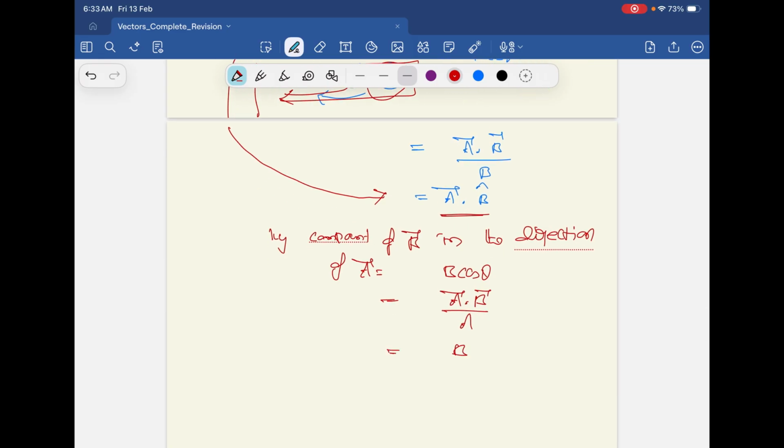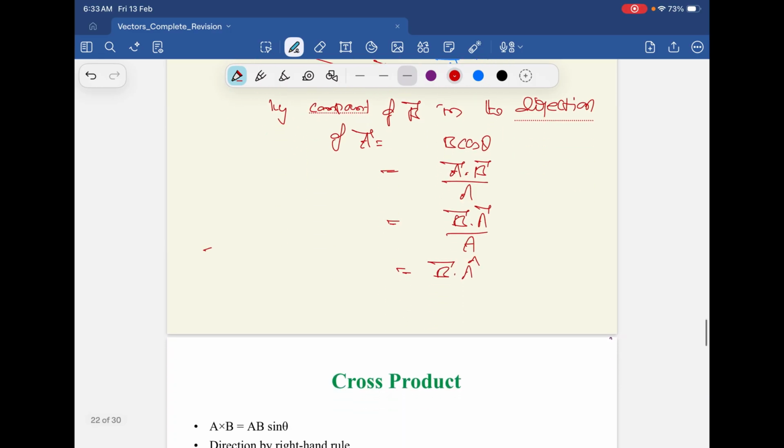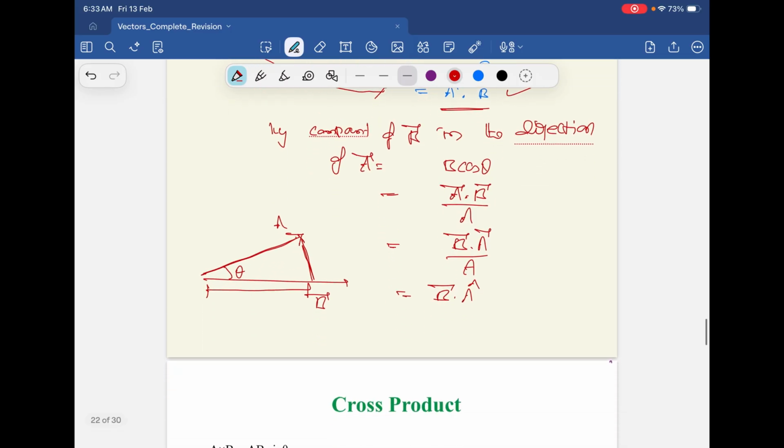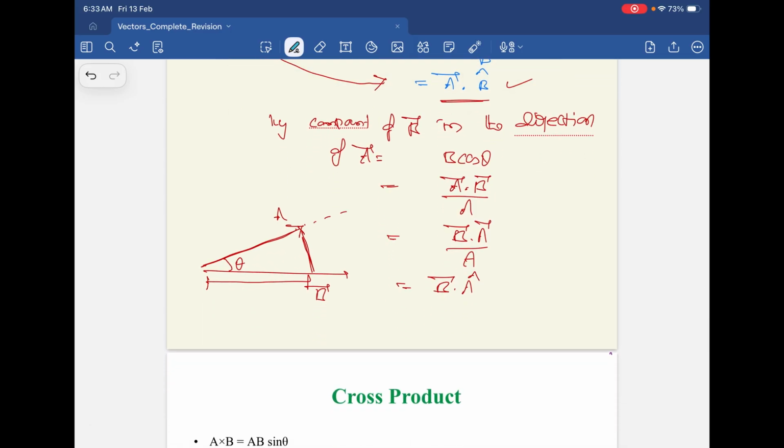So a bar dot b cap is equal to b bar dot a divided by a. So you can write b bar dot a cap. If I have a vector a bar, and this is a vector b bar, and this angle is theta, the component of a in the direction of b is found by drawing a perpendicular; this intercepting length is called a bar dot b cap. Similarly, I want to find the component of b in the direction of a, so draw a perpendicular; this intercepting length is the component of b in the direction of a, so a cap, so b bar dot a cap.